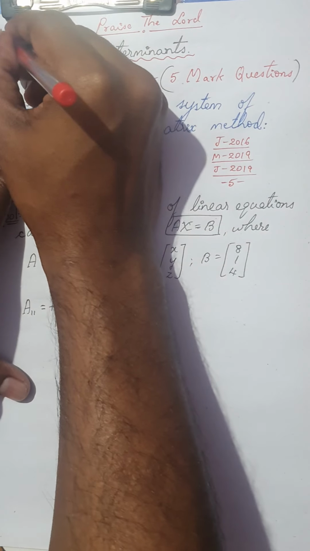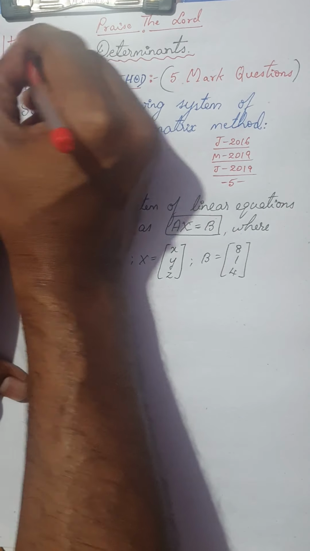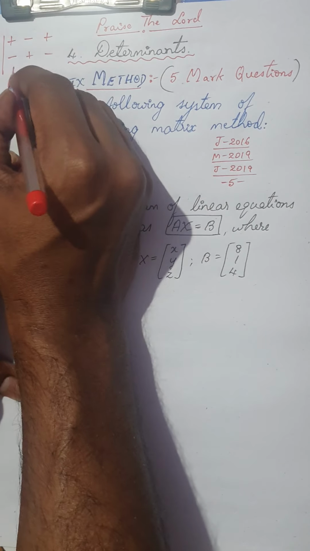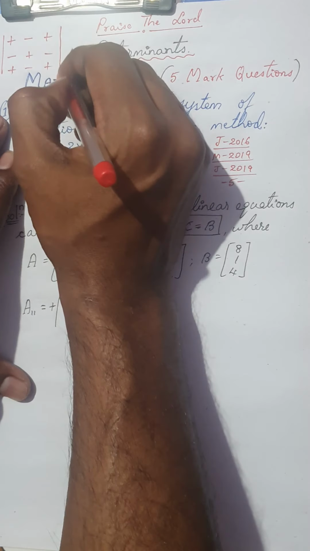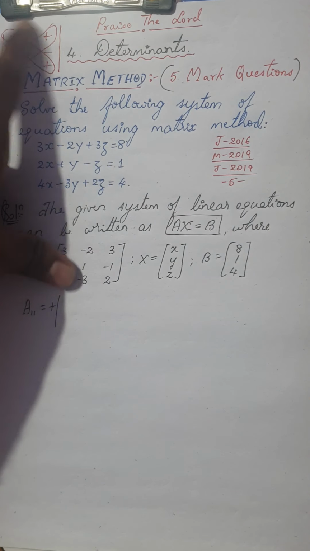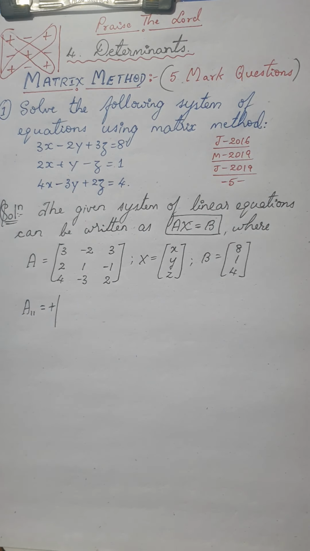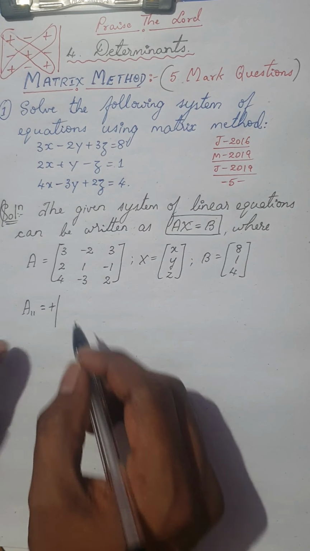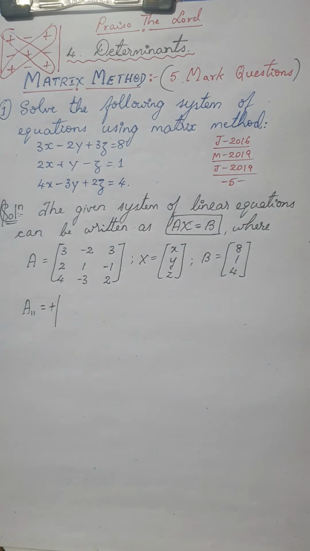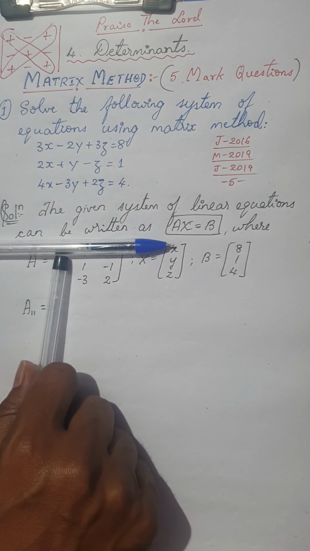Kindly remember, for a 3 cross 3 matrix, the signs will be plus, minus, plus, minus, plus, minus, and plus, minus, and plus. You have seen this in the concept of adjoint of a matrix. So the sign of diagonal elements will be plus, the other elements will be minus. So at this position, the sign is plus. How do you find the minor of this element? Hope you remember. Just by deleting the row and column of that element, you will get the 2 cross 2 determinant. Is it clear?